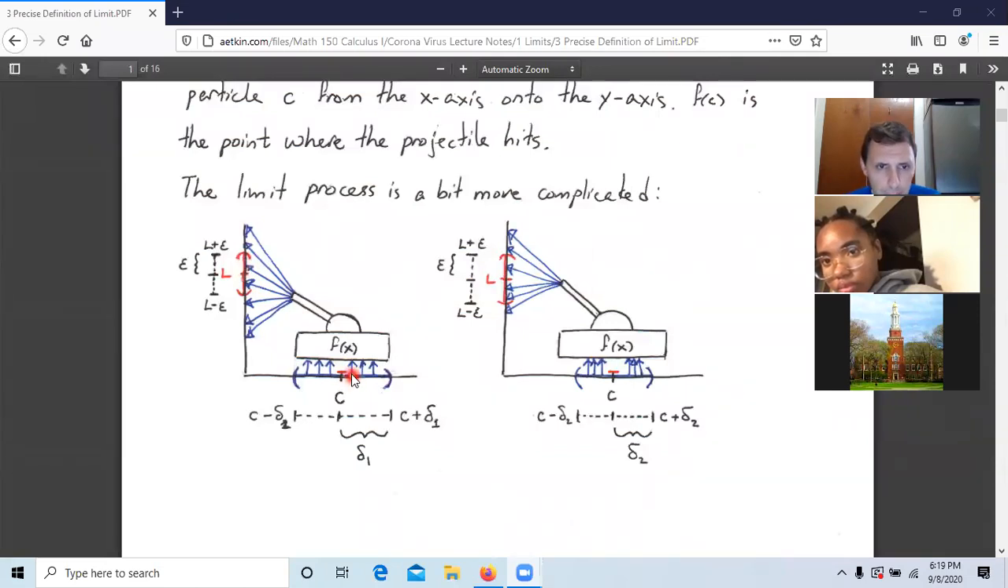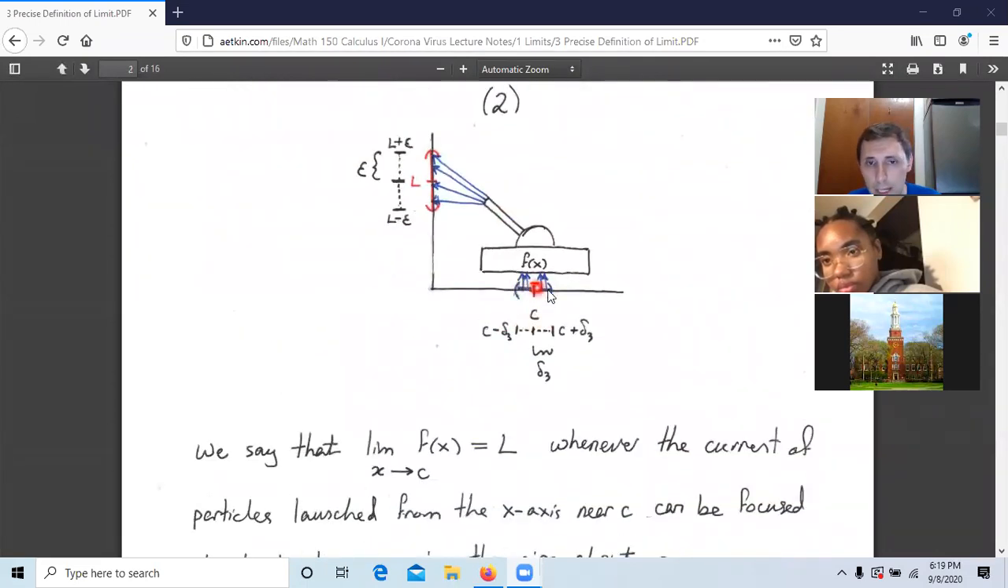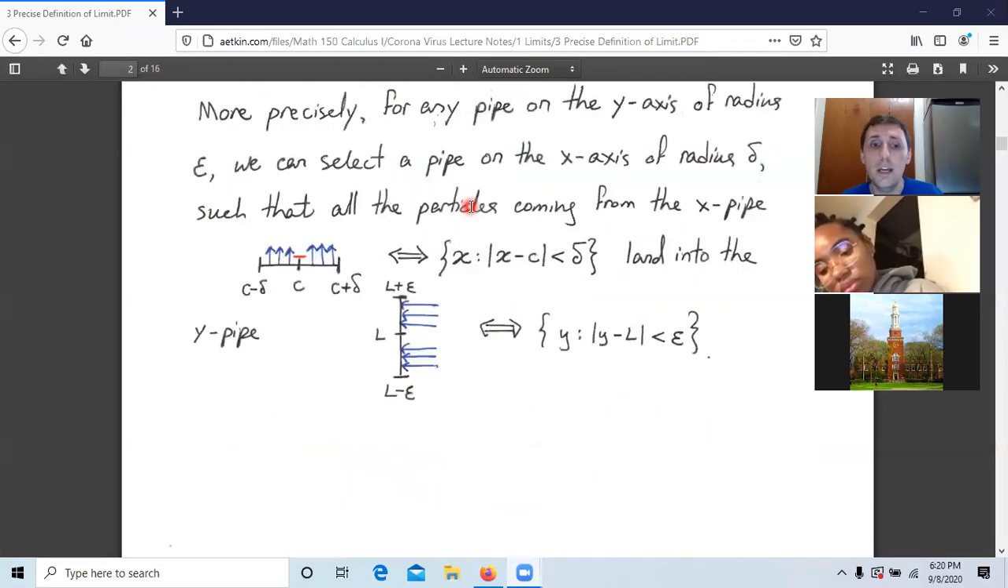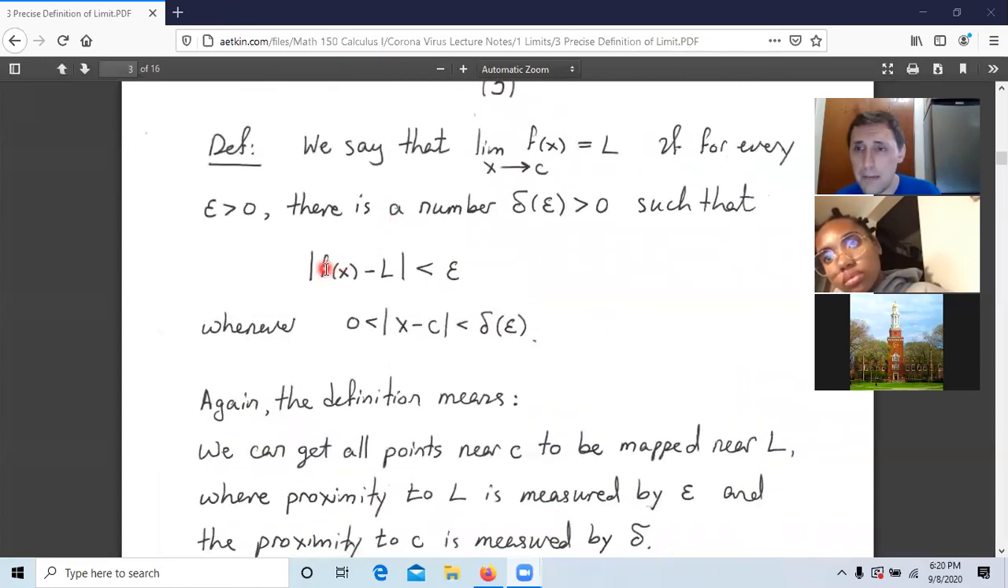Of course, some x closer to c, like this one, might be flying right into the pipe, so that works. But here, no matter what x I pick, it's flying to whatever position. Let's say maybe it flies over here, and the distance between this point and L is less than the length of the wing. And the length of the wing is what? It's L plus epsilon minus L, which is just epsilon. Or if the point lands below L, then f of x minus L is negative, but if you take the absolute value, that will give you the distance. You understand? So this is just a way to talk about the pipe in terms of distances.